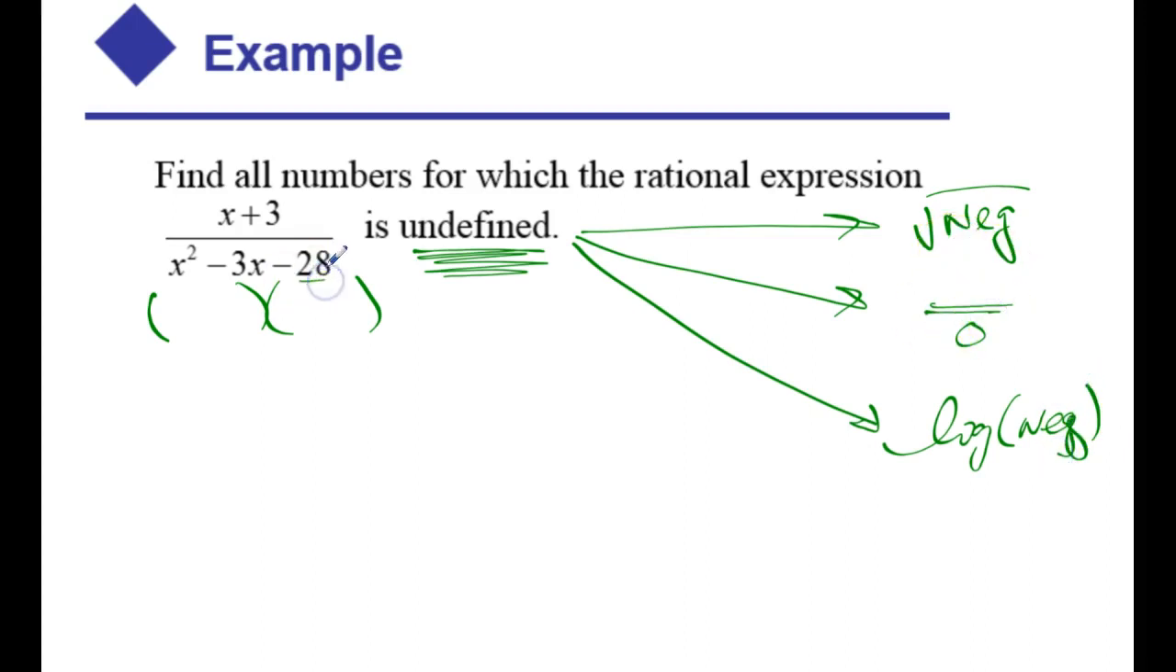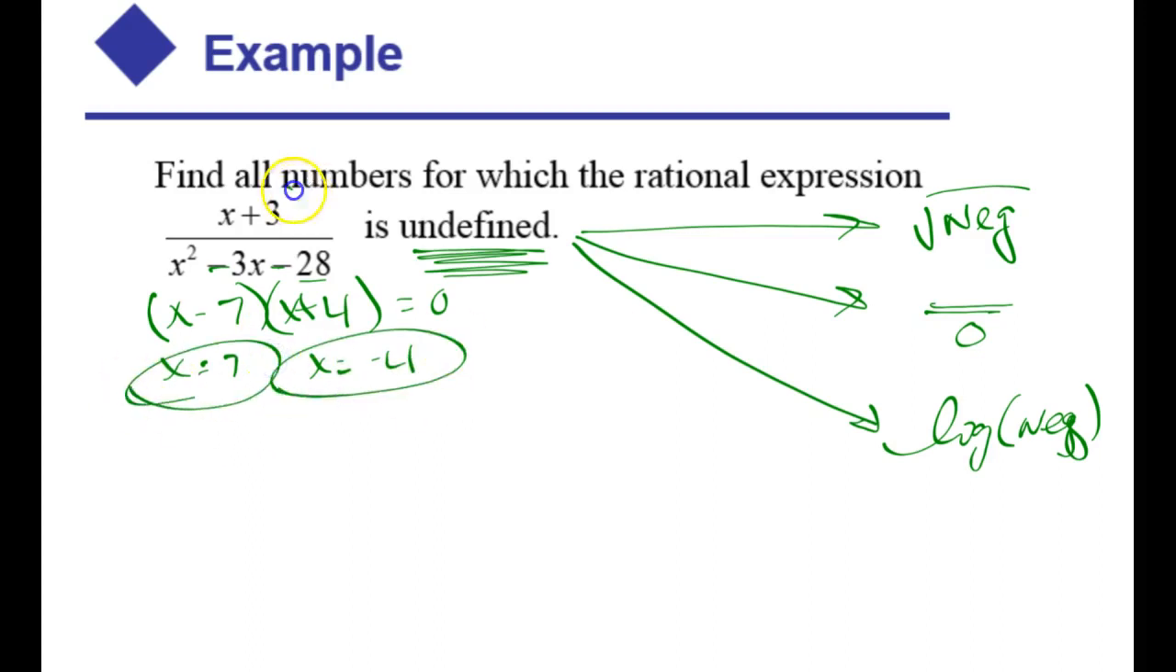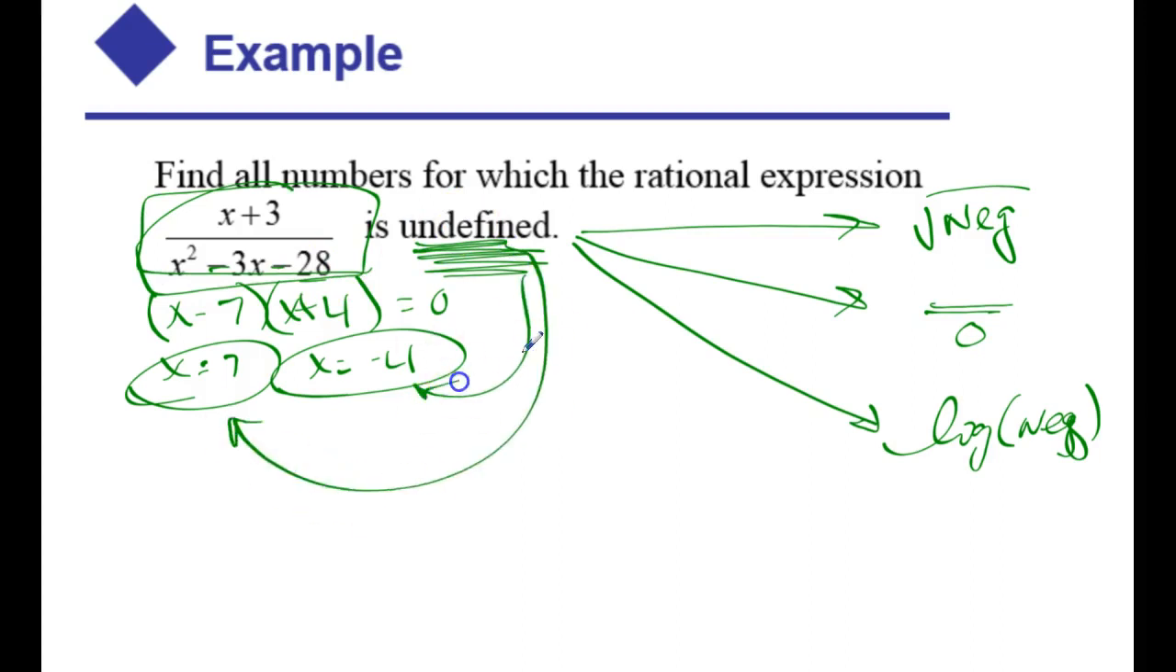So factors of 28 that differ by 3 are 7 and 4. Signs are going to be different. The larger term is negative. If you don't know how to factor, please watch a previous video that I've made from Chapter 4, and then set each factor equal to 0. So this expression is going to be undefined at 7 and negative 4.